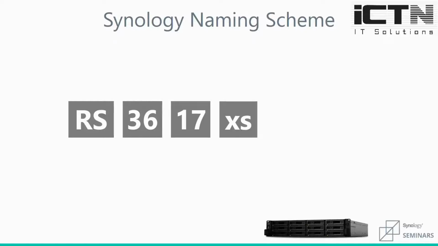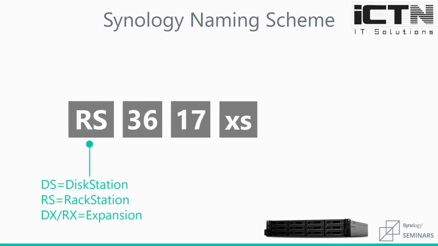In the beginning of any of our product names is going to be the form factor. Either we have the RS or the DS. DS standing for disk station, or a more desktop form factor. RS standing for rack station, or a unit that is meant to be mounted in a rack solution. We also have DX and RX for our expansion units as well.